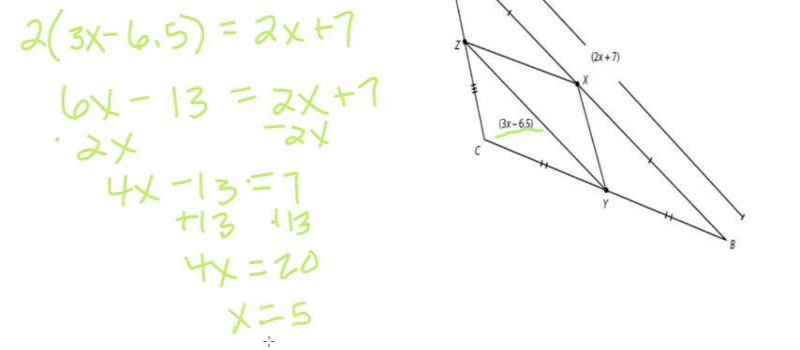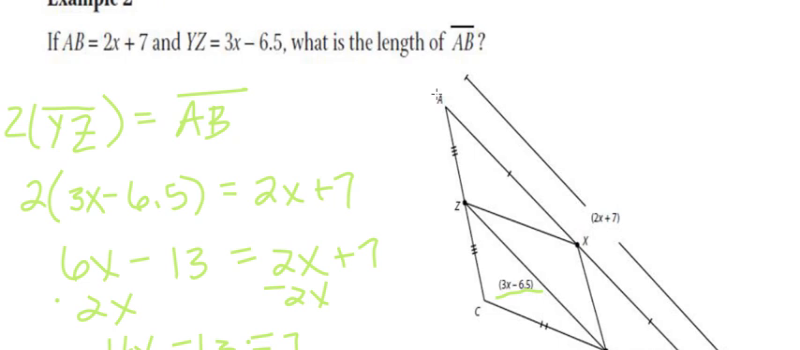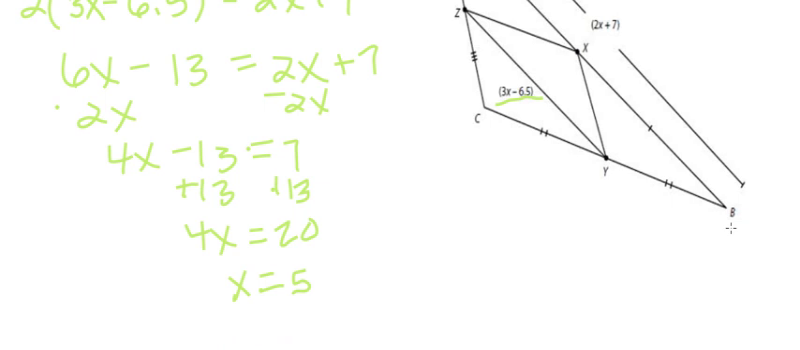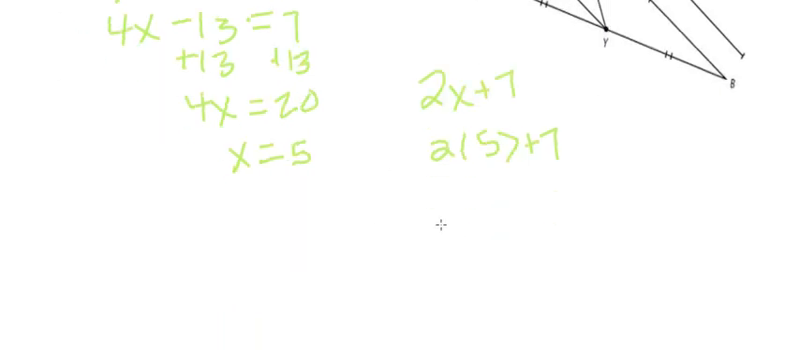Now, it's important that we remember that this question did not ask us to find x. We had to find x in order to find our answer, but it's asking us to find the length of AB. So now I need to return to my question, and I need to take AB, which is 2x plus 7. So that's 2 multiplied by 5 plus 7. Now I can state that side length AB is equal to positive 17. And obviously it's positive because it is a side length.